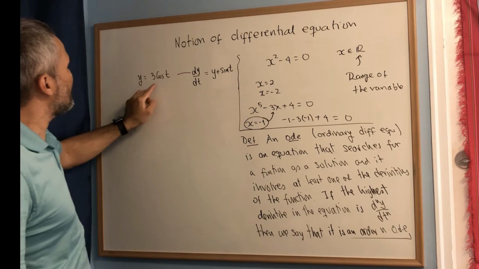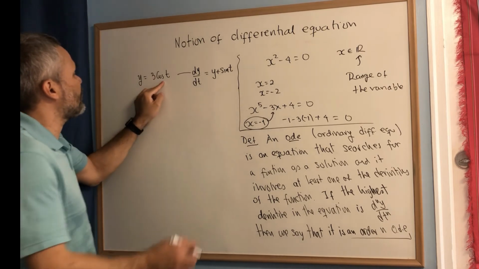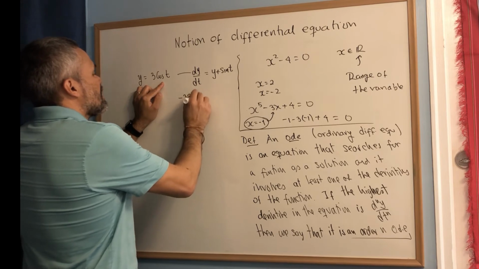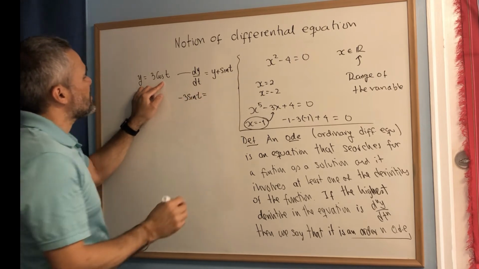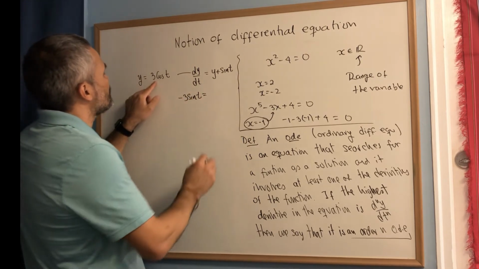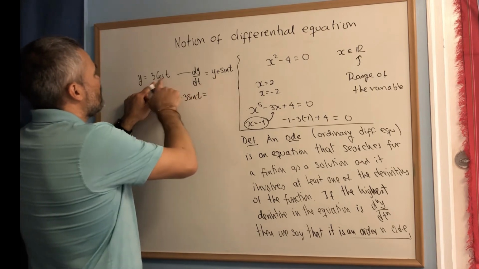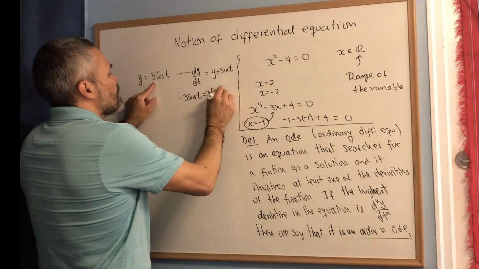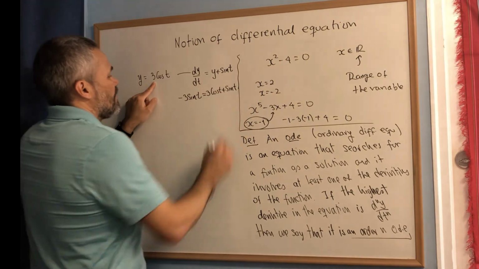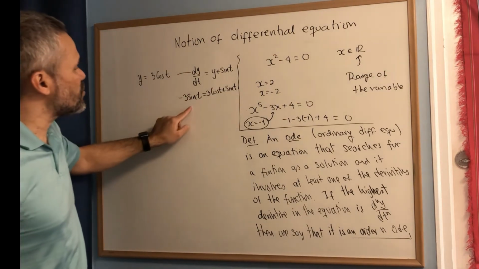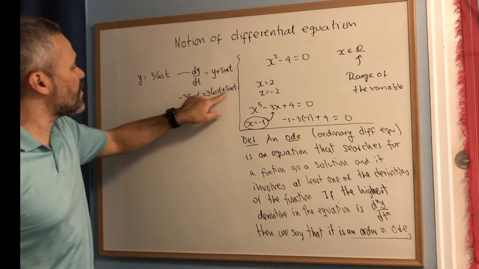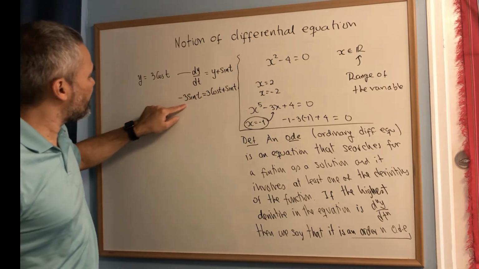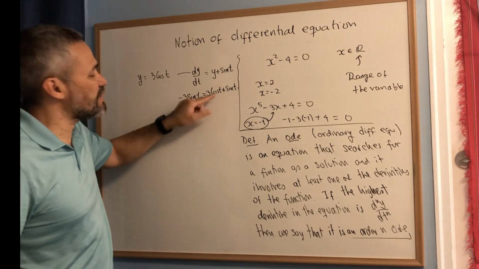Then we compute the derivative. What is the derivative of 3 cosine of t? It is -3 sine of t, and the question is: is this function equal to the function y? But what is y? It's 3 cosine of t plus sine of t. These two functions are different. For example, when t equals 0, the left-hand side is 0 and the right-hand side is 3.